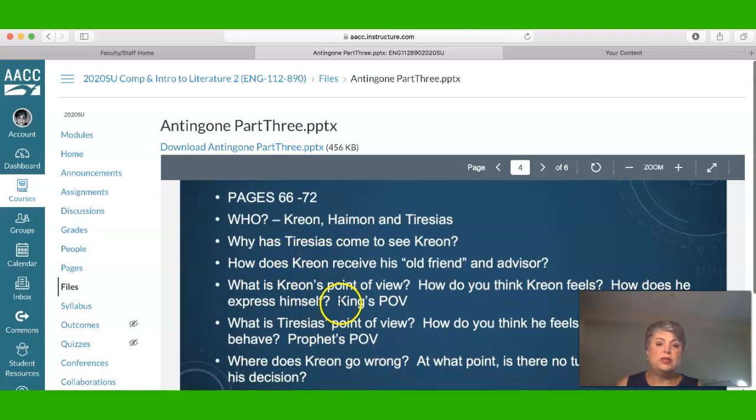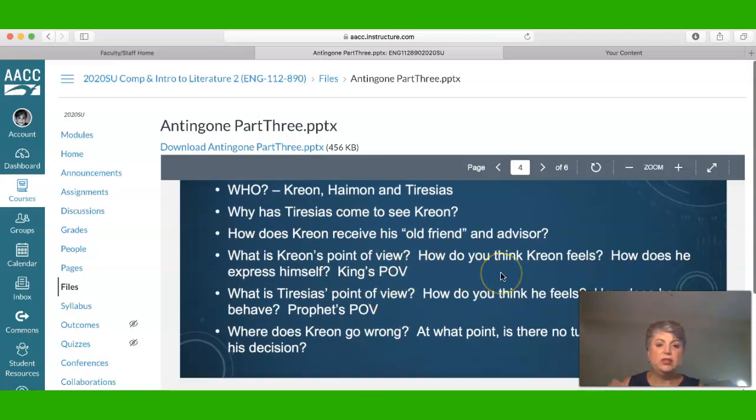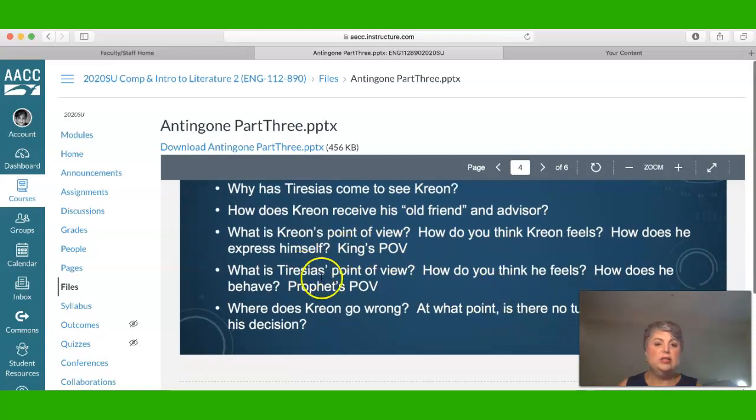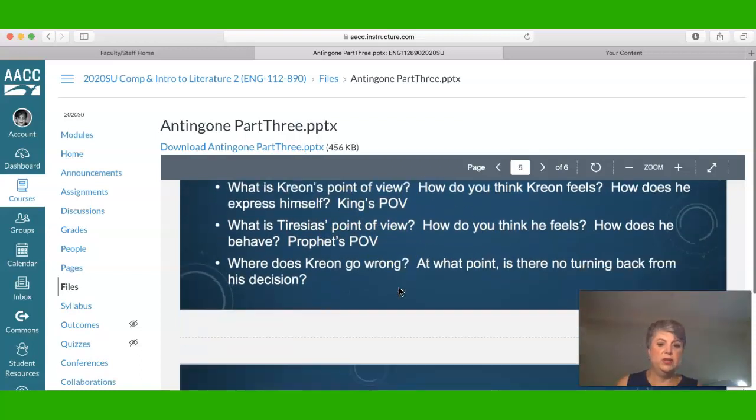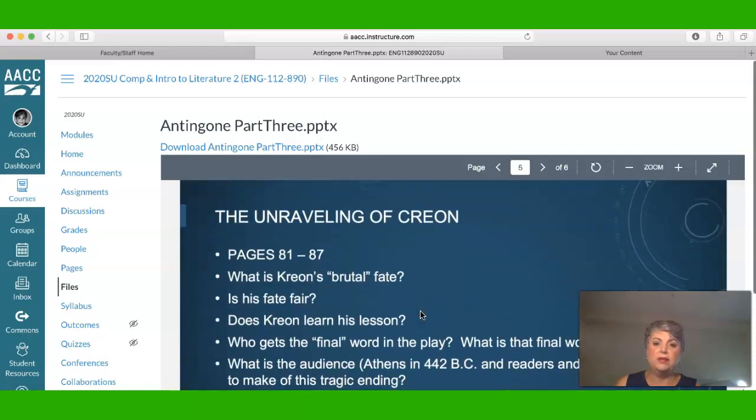Think about why Tiresias is there, how Creon receives him. How do you think Creon is feeling in this scene? What is Tiresias's point of view? He's sort of like the prophet or the oracle for the city of Thebes, right? He's sort of like a guardian for the city. And he's really trying to warn Creon that he's headed down a tragic, a terrible path.